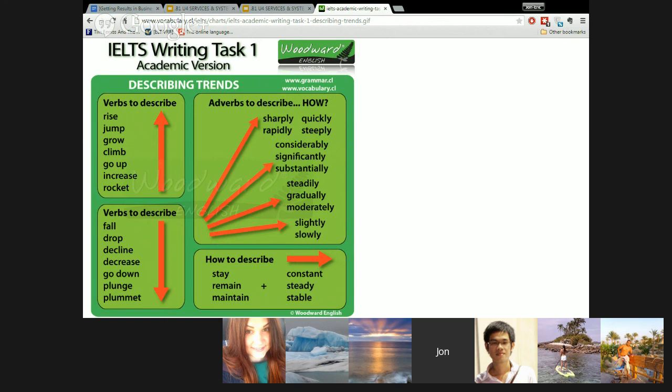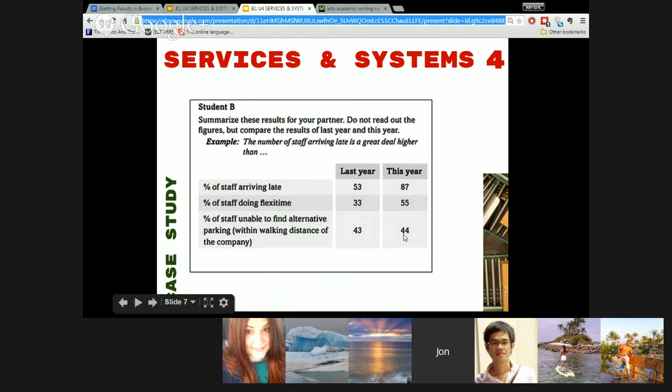Look at the bottom right. It has stayed constant. You could say it has stayed or remained constant because it was 43 and now it's 44. All right, very good.